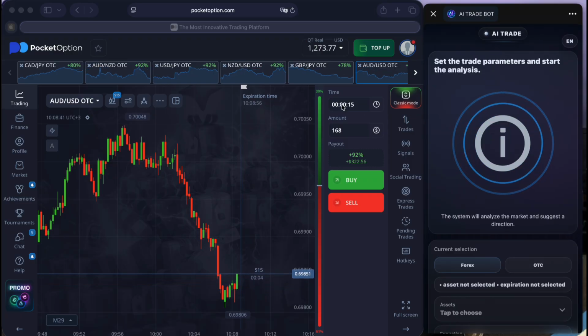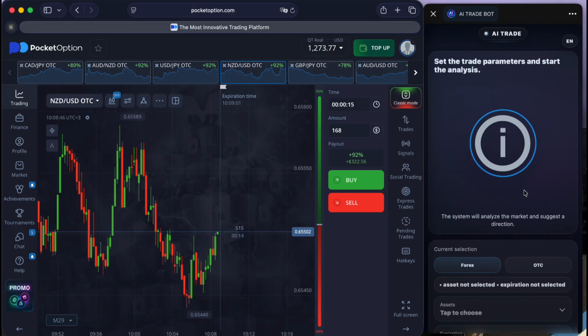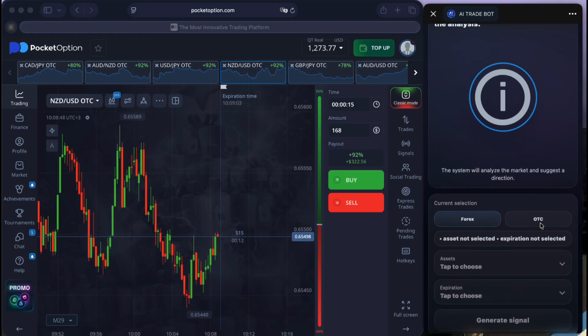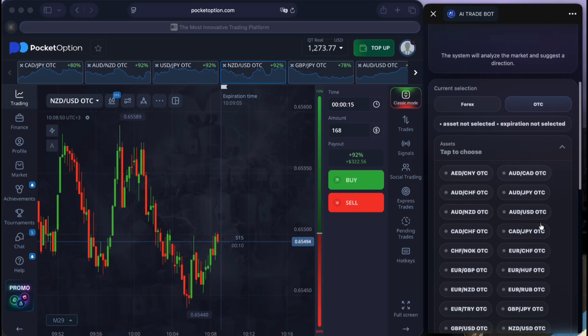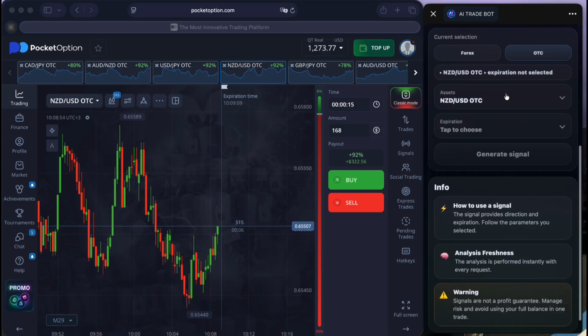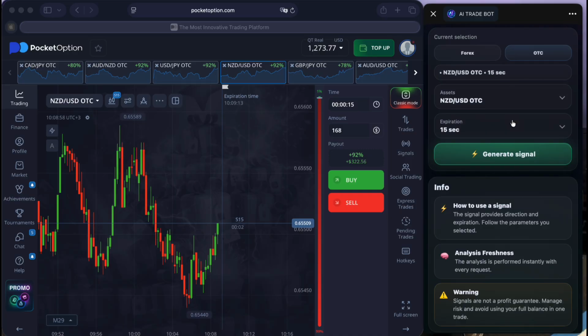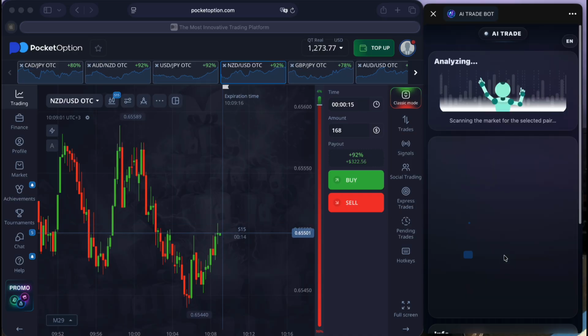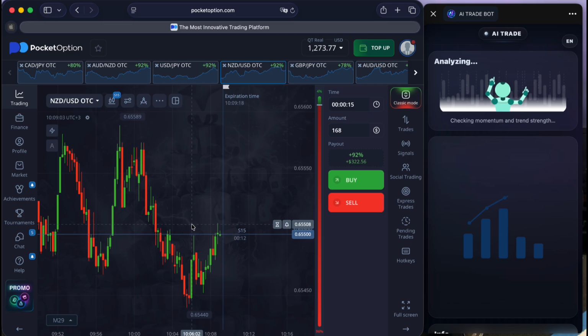I'm restarting this bot, moving on to the New Zealand dollar. We see that our payout against the British pound and the Japanese yen has dropped to 78%. This is a signal to us that it makes no sense to trade on this asset right now. I am requesting my next signal in the New Zealand dollar. I click on the generation, carefully waiting for the technical analysis of this bot.